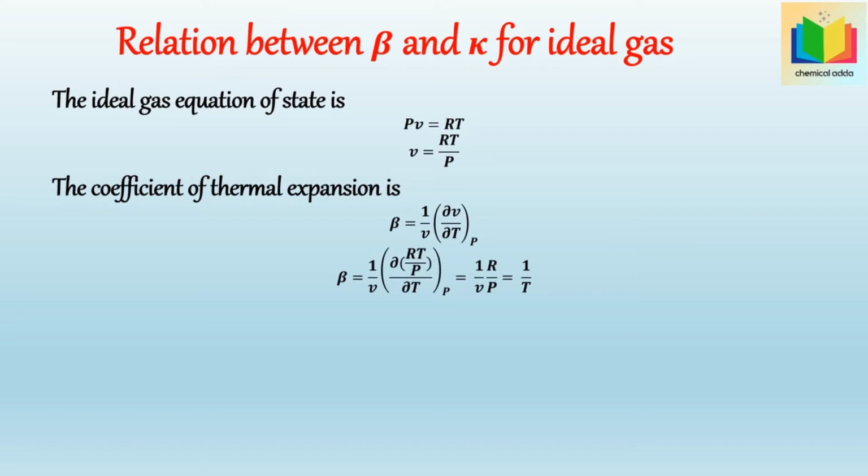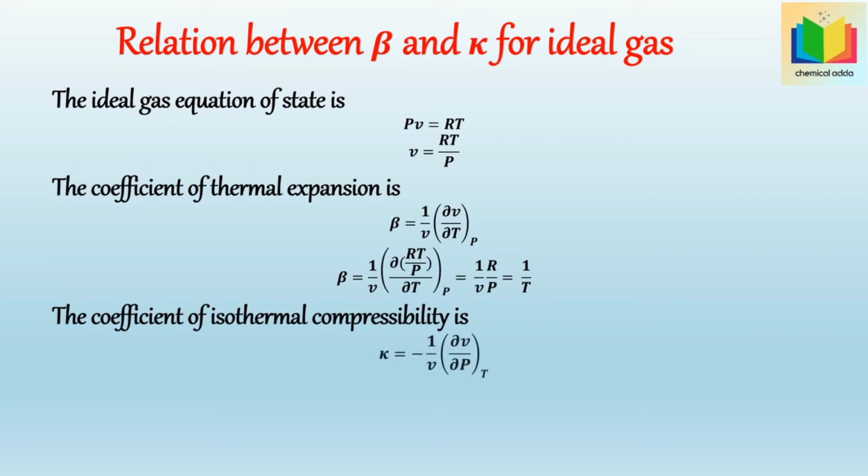Now, the coefficient of isothermal compressibility is kappa is equal to minus 1 by V into del V by del P at constant temperature. Again, after putting the value of V from ideal gas equation and solving the equation, we get kappa is equal to 1 by P.